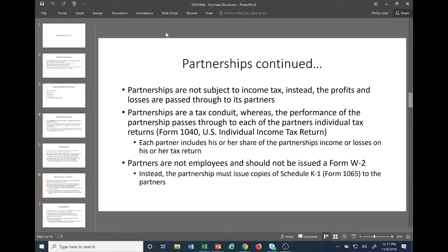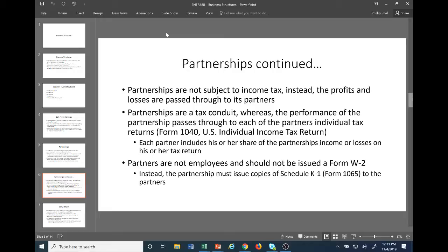Partners are obviously not employees, and they should not receive a W-2 from the partnership. Whereas anyone that works for a company knows that by the end of January, you receive a W-2 or a 1099, something like that. But we're not employees, so we're not receiving a W-2 or a 1099 in that state, because we're obviously not independent contractors either. So no W-2s, no 1099s.